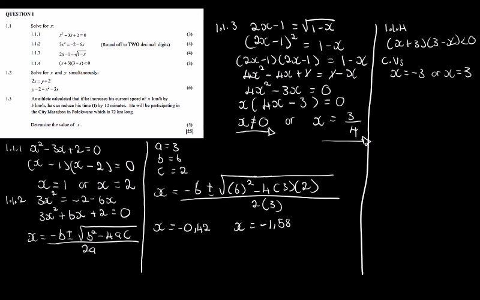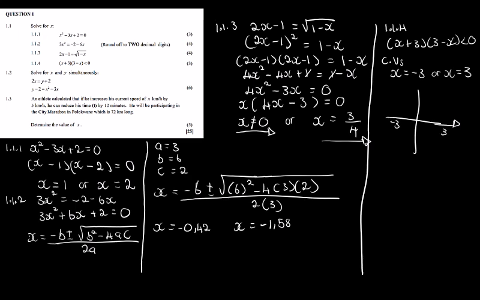There are multiple ways in which you can do this, but the way which I prefer is drawing the parabola, even if it's not up to scale, and looking at the condition that they're looking for. I already have my x-intercepts, which are negative 3 and 3. So negative 3 is somewhere here, and 3 is somewhere here.